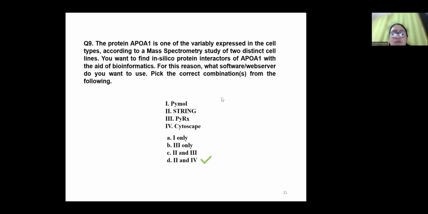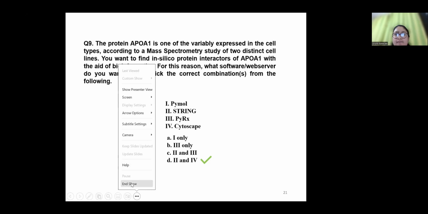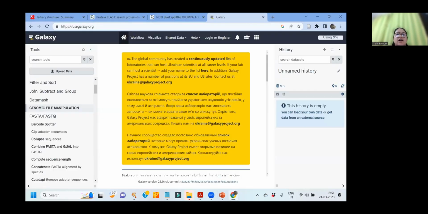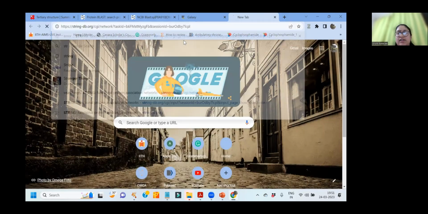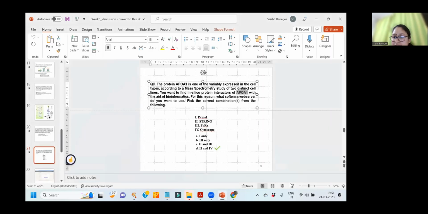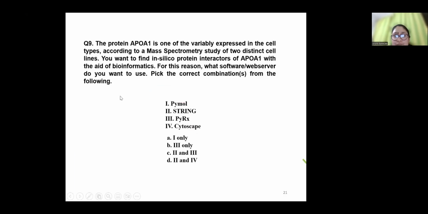So you have a protein, APOA1. We'll go to the STRING database and Cytoscape both, and we'll check how it is done. Whenever you are asked to perform interactions, it's always STRING or Cytoscape. Okay, STRING DB. Wait, let me go through the slides first and then maybe we can do the demo.